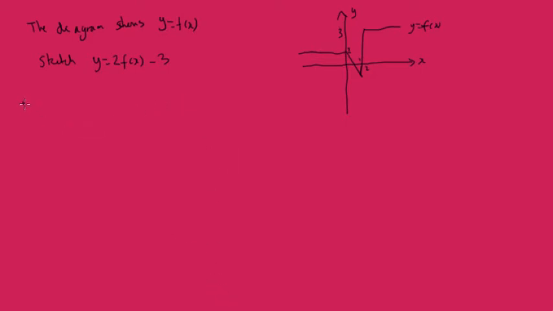So the combination of two vertical transformations follows the normal order of operations.